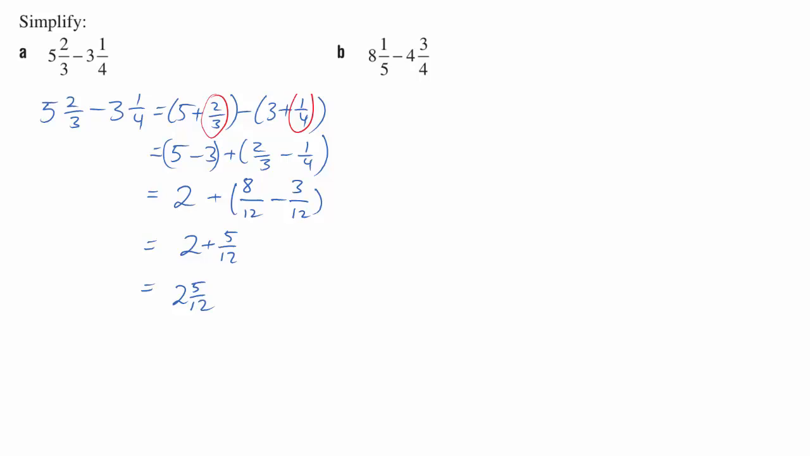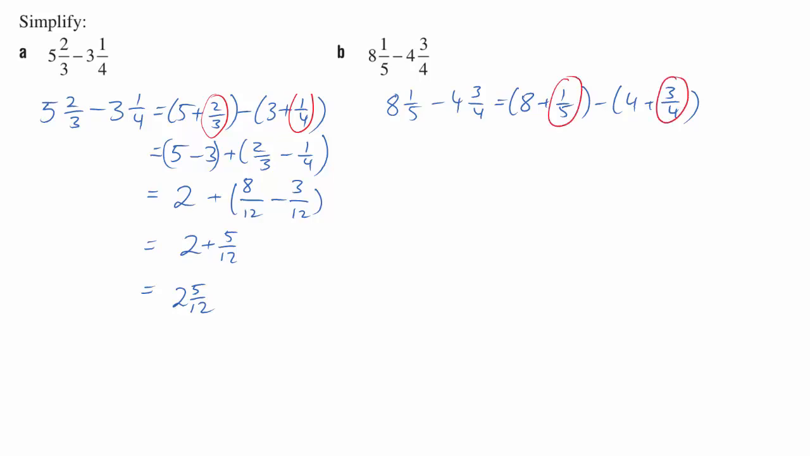But let's see how this method could be applied to another question, this time one where the fractions don't work out so nicely. 8 1/5 minus 4 3/4. Well, we'll start out by writing 8 plus 1/5 minus 4 plus 3/4. And ideally we'll do 8 minus 4 and 1/5 minus 3/4. But if you look at it, 1/5 is actually smaller than 3/4.